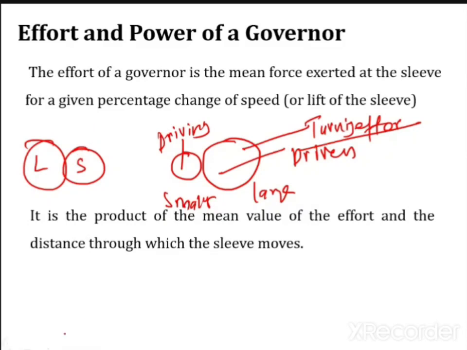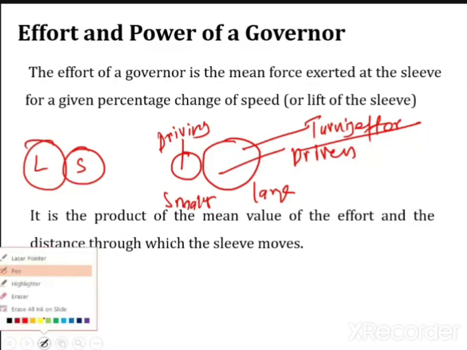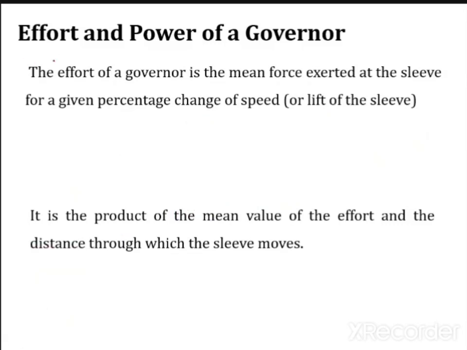So effort is something like a force which you need to apply somewhere. For example, if I say start pulling a block of 50 kg, you will require more effort. But if I say start pulling a block of 10 kg, you will require less effort, meaning less force. So effort is nothing but a force. Now in the case of the governor, what is this effort and where is this effort being provided?